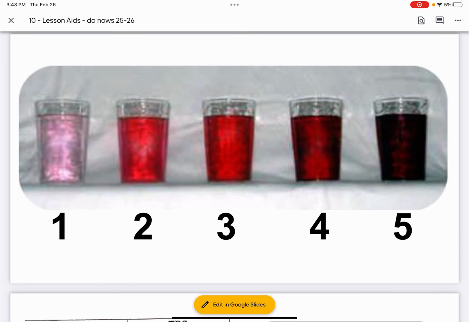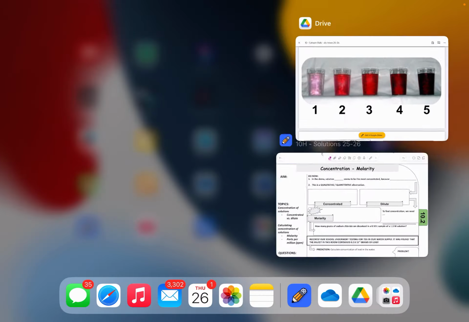So hopefully we said 5. And the reason why most of us might have said that is because, as we can see, the color is progressively becoming deeper and deeper. So that means whatever solute it is that we are adding in the solution is responsible for the color. And when we add more and more solute, the color becomes deeper and deeper. So we can predict that solution 5 has the most amount of solute out of these 5 solutions.